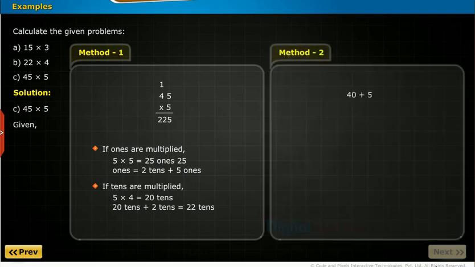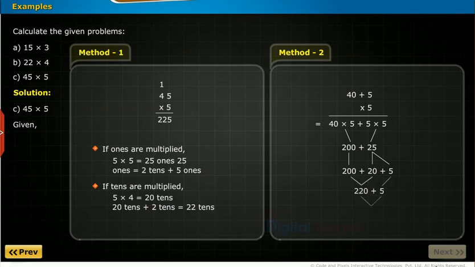Method 2. In method 2, 45 is split into 40 plus 5. Now, multiplying 40 plus 5 with 5. We get 5 into 5 plus 5 into 40, which gives 25 plus 200. Again now, 25 is split into 20 plus 5. Then we are adding 200 plus 20, which is equal to 220. Similarly, 220 plus 5 is equal to 225. So finally, the answers of method 1 and method 2 are equal, that is 225.